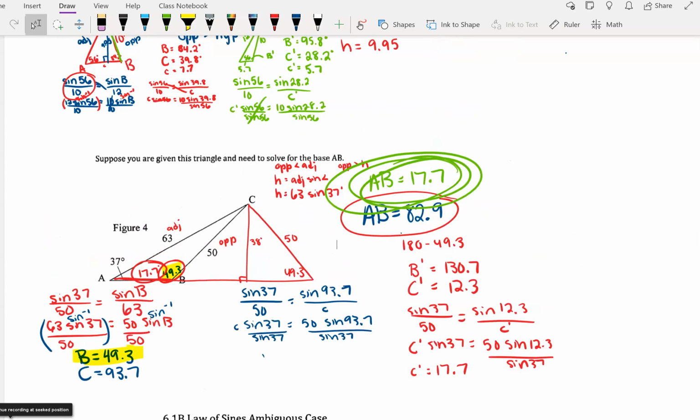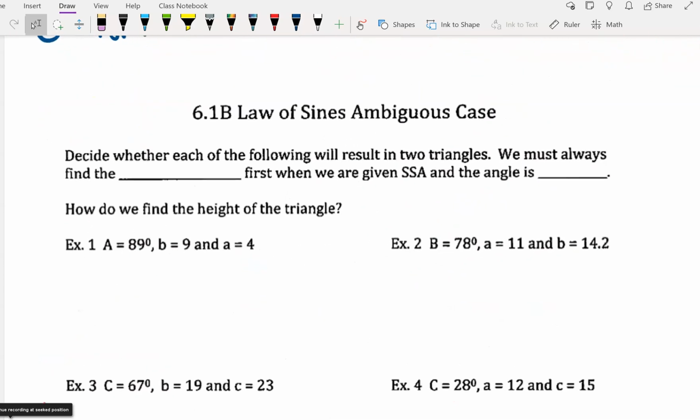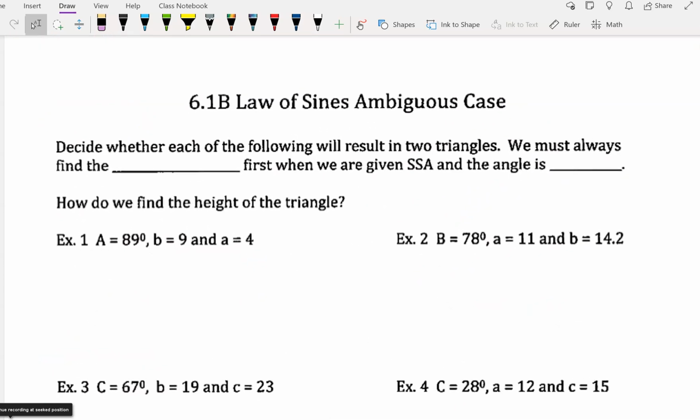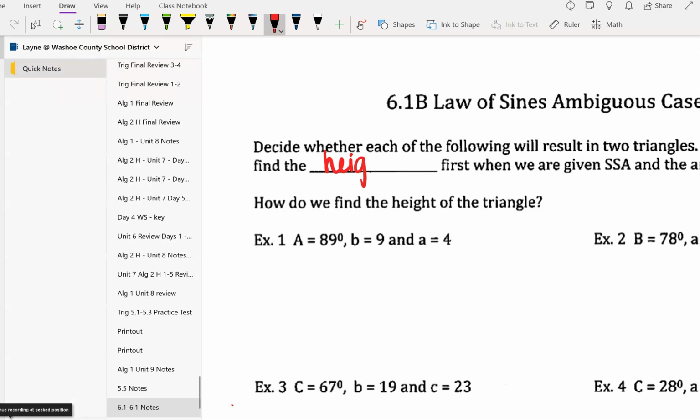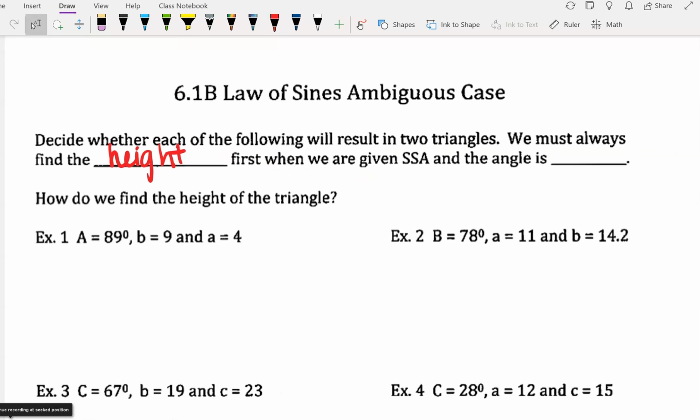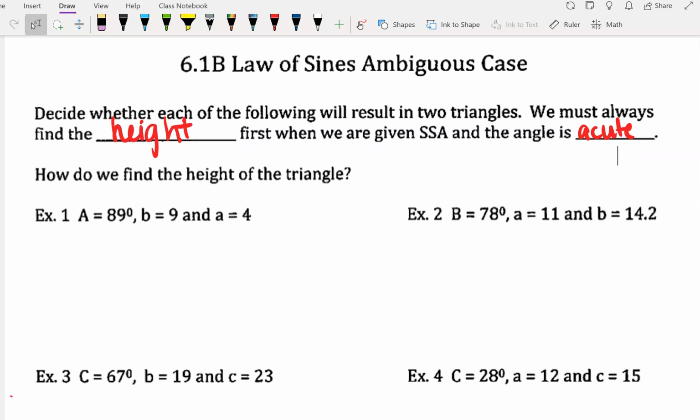All right. Decide whether each of the following will result in two triangles. We must always find the height first when we are given SSA and the angle is acute. So find the height first, and you're going to do some comparisons to decide if you have one triangle, two triangles, or no triangle. So for each one of these, I'm going to draw a diagram first.